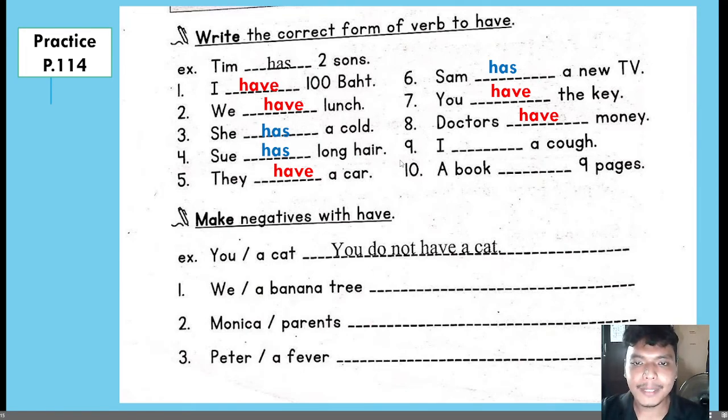And then number 9. I have a coach. Good job. Alright, finish. Everybody write down. Okay, write it down.